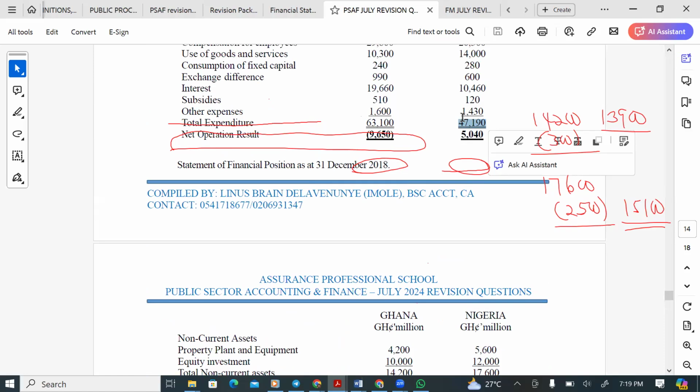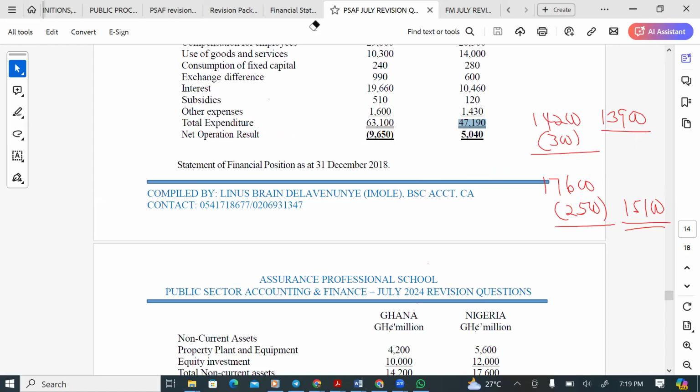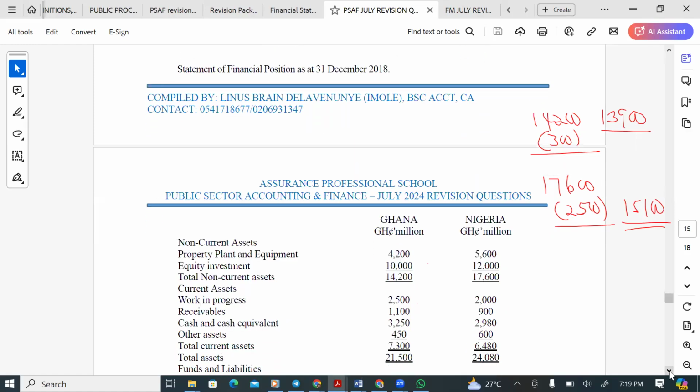Yes, please. Can you go over the capital expenditure again? My network went off. Okay. The capital expenditure is the amount that we are spending on acquisition of non-current assets or capital assets. So the non-current asset that we have over here is 14,200 and 17,600. If nothing has been said about these ones, it means that these are all acquisition of capital assets.